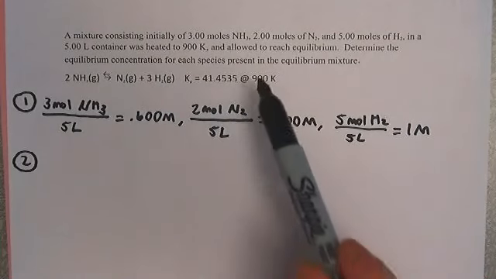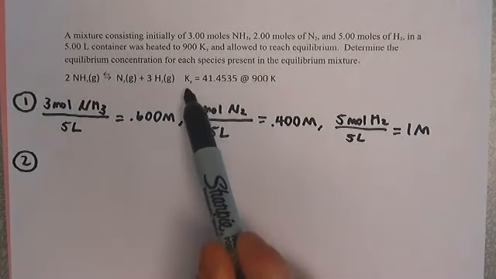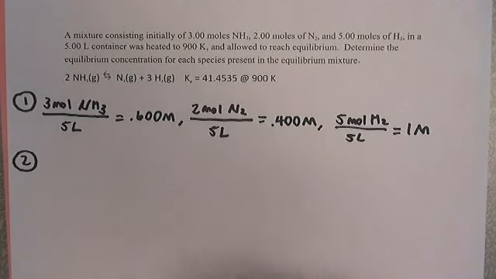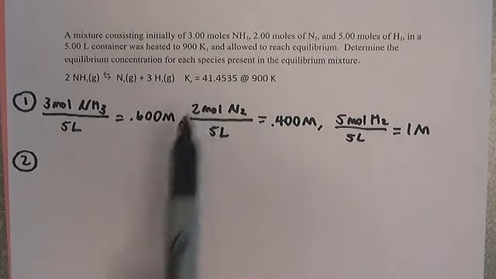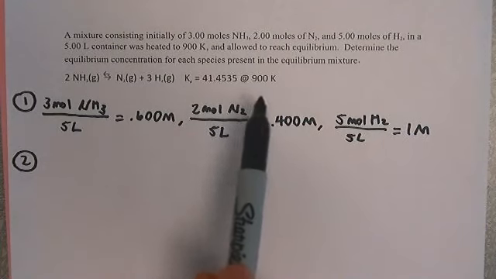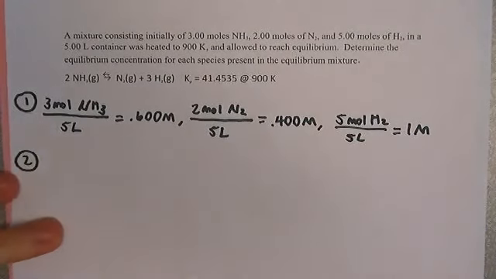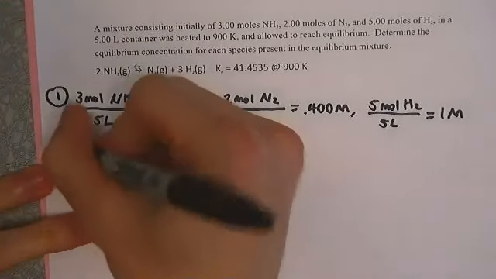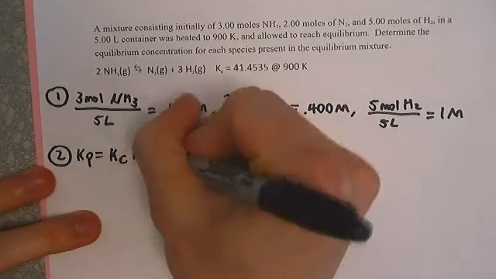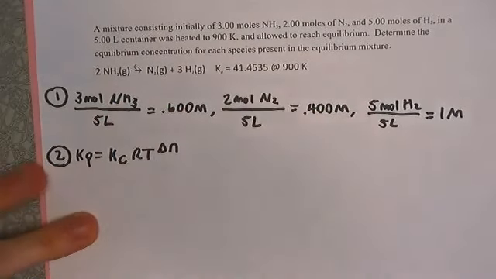Why does that make a difference? Well, we're given Kp. Kp will not work with concentrations, right? Kp works with partial pressures and units of atm, torr, whatever units. But in this case, we need this Kc. We have to convert this Kp to Kc so that we can work in units of concentration. How do we do that? Well, we have a formula. Kp is equal to Kc times RT raised to the delta n.